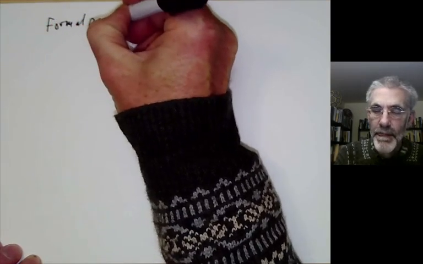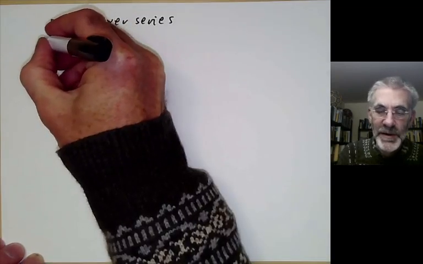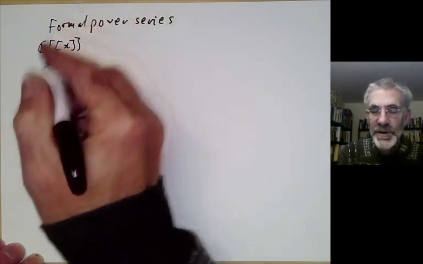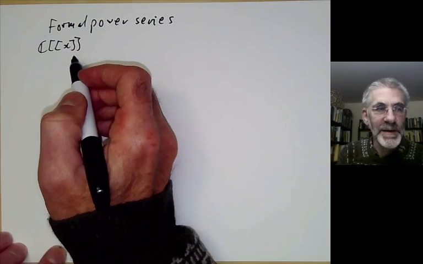This lecture is part of a series of lectures on rings and modules and will be about formal power series rings. So the first example we will look at is the collection of formal power series over the complex numbers, which is normally written like polynomial rings, except you put two square brackets in there.